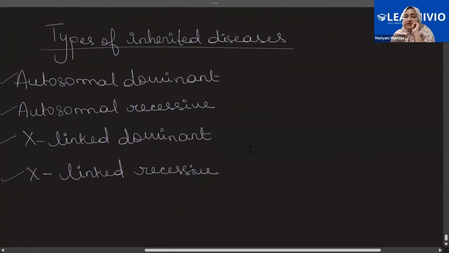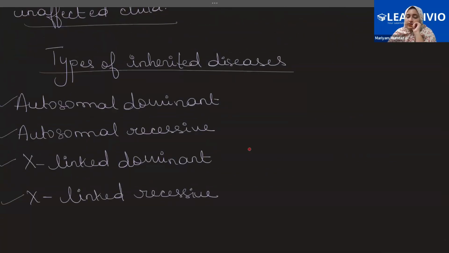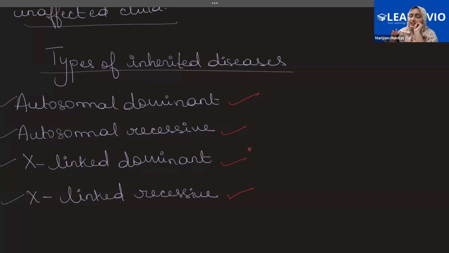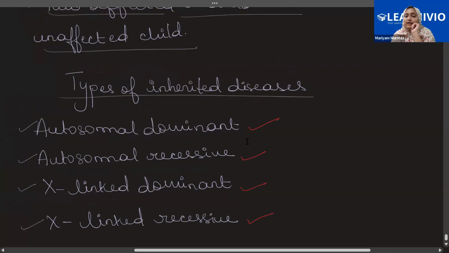Now, the types of inherited diseases are autosomal dominant, autosomal recessive, X-linked dominant, and X-linked recessive. These are the various types of diseases that we can study with the help of pedigree analysis.